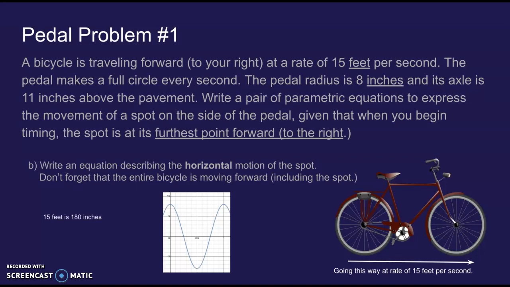I got that by multiplying 15 by 12. So there's my equation. It's going 180 times t, inches to the right, plus, and now you've got the backward-forward movement of the pedal itself. Radius of 8, period, we've got the 2 pi divided by 1, gives us the value in front of t. So there's 2 examples for you.